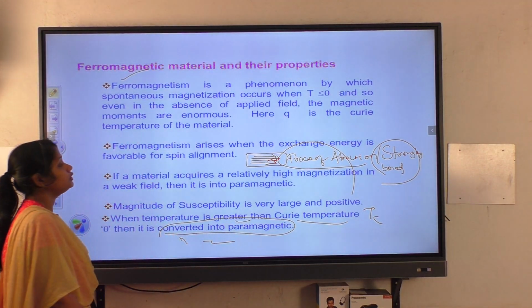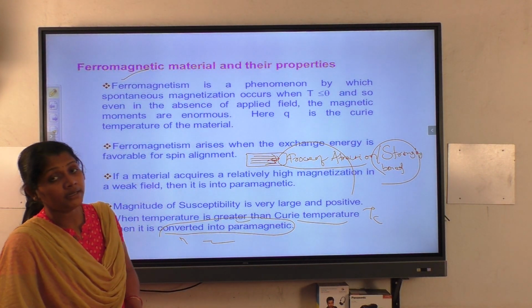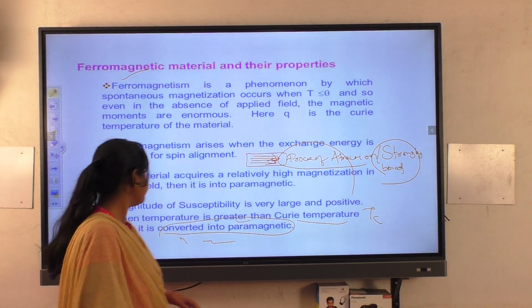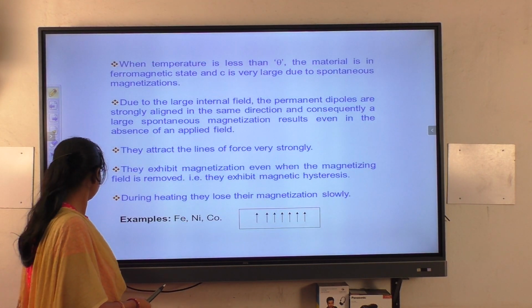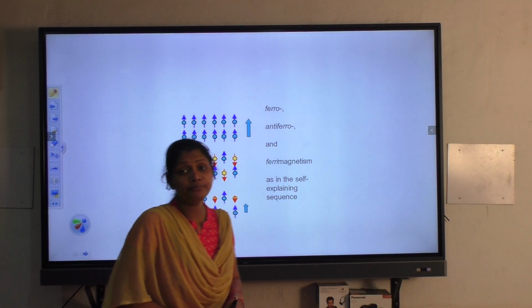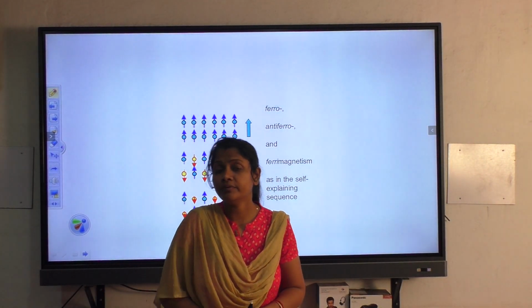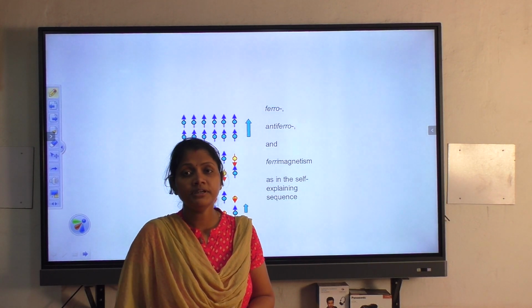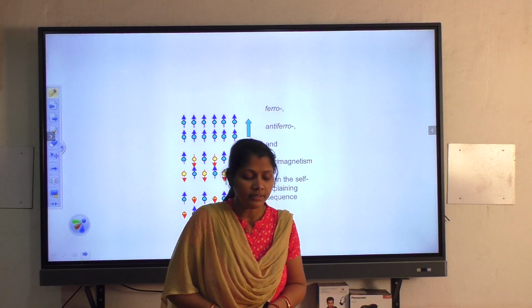These are all about diamagnetic, ferromagnetic and paramagnetic materials. With this we complete the types of magnetic materials, and we will continue with the same chapter in the next video. Thank you all.